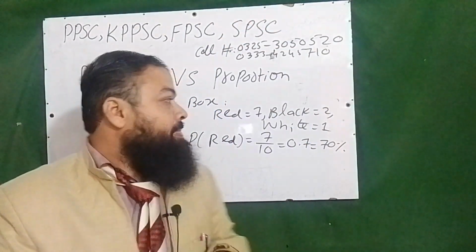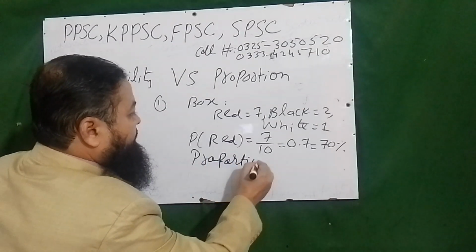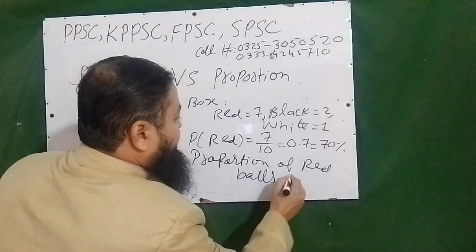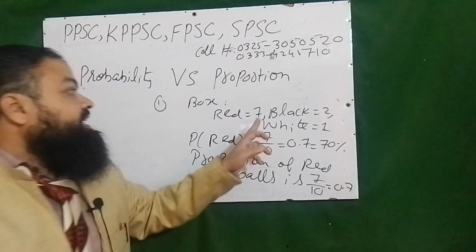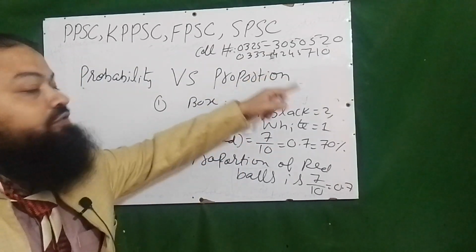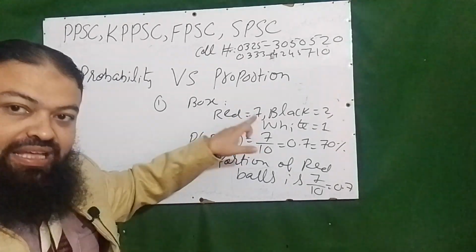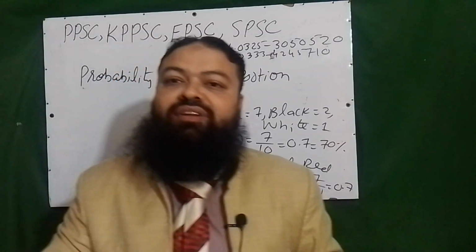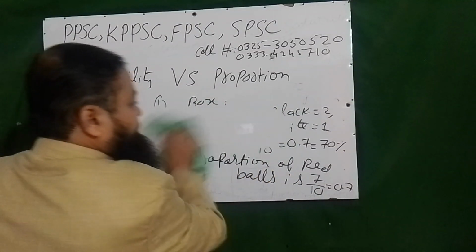And what is proportion? If I say the proportion of red balls in the box is 7 by 10, 0.7 or 70%, it is showing the existence of the portion of red balls out of the total. The relationship between a part which is red, which is 7, and the total which is 10. It is not a prediction for the future. A very, very important concept.